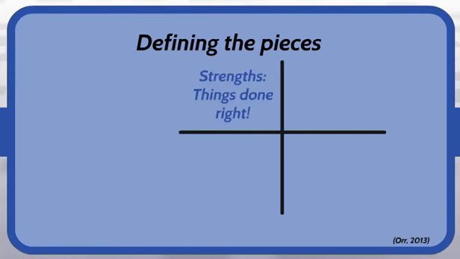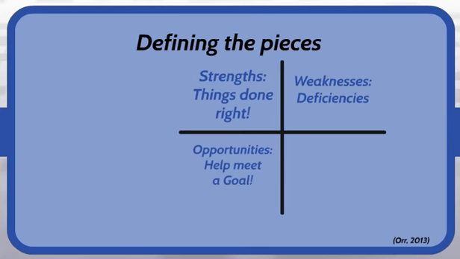Strengths are what an organization does well. Weaknesses are what an organization does not do well, or areas where they have deficiencies. Opportunities are areas that an organization could take advantage of to help improve their product or meet a goal. Threats are obstacles that could impact an organization in a negative manner.